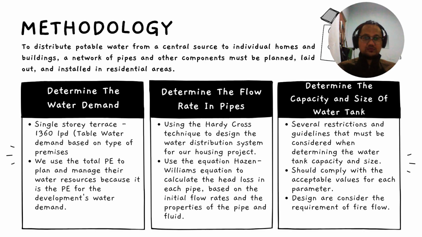And then we have to determine the capacity and size of the water tank. There are several restrictions and guidelines that must be considered when determining the water tank capacity and size. Especially, we have to refer to the guidelines from SPAN and also from the DID. And then we should comply with the acceptable values for each parameter and also take into consideration the design to comply with the requirement of a fire flow.